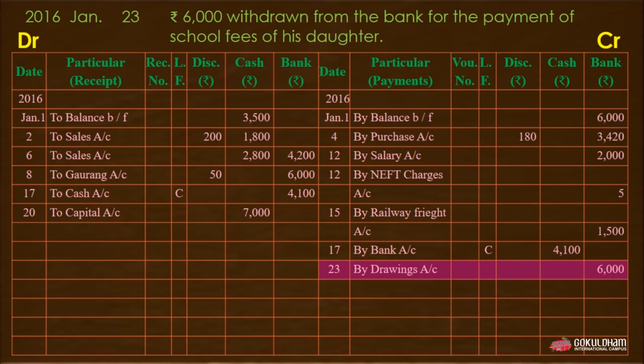Because of our business, rupees is used for personal. So we record this transaction on the credit side of the cash book. Write 23rd in the date column, and in the payment column write "By drawing account". Here it should not be recorded as fees or any other name, because he took the money for personal use. So it is our drawing. So we write "By drawing account" and write the amount in the bank column, 6,000 rupees.